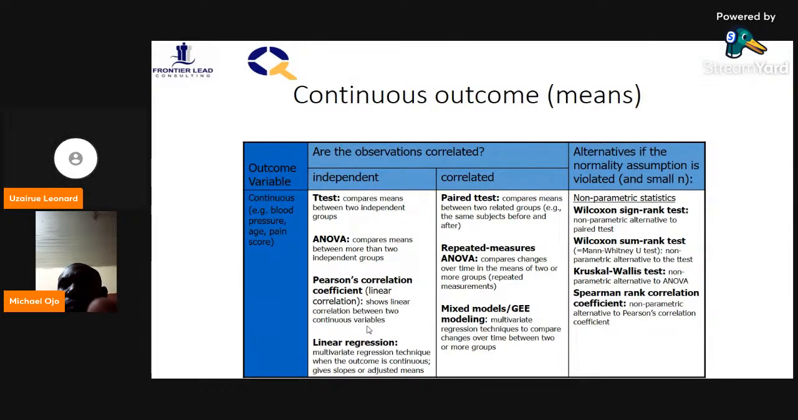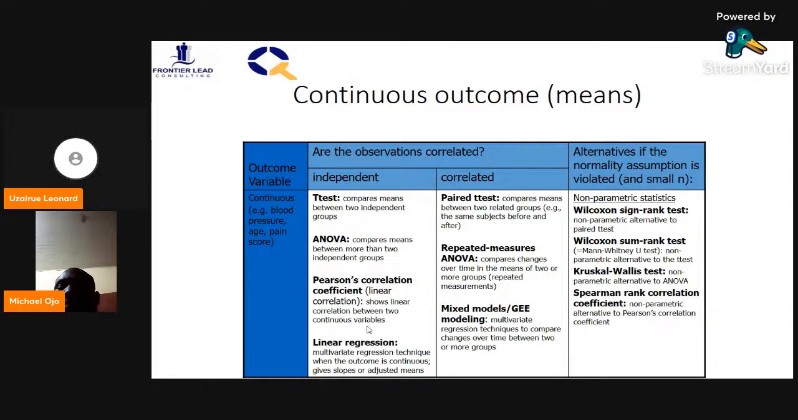So you can check correlation between age, for example, and cholesterol. You can check between an IQ test and quality of life score and all of that. So it has to be a continuous variable that you have to test correlation on.